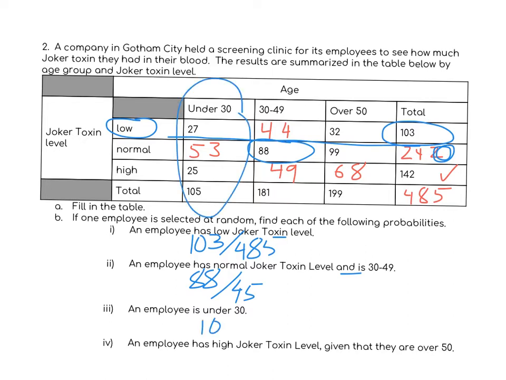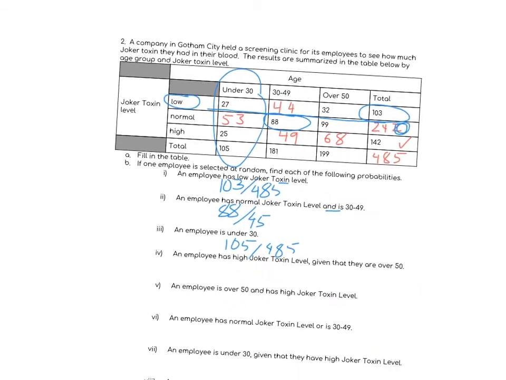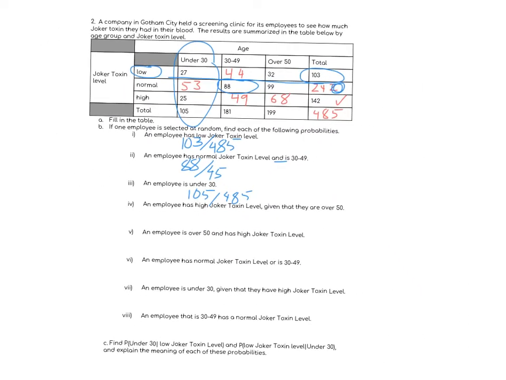So that's 105 out of 485. I'm going to zoom out to keep going. An employee has a high joker toxin level given that they are over 50. So given that they are over 50, I'm going to look only at this column, and has a high level. We're looking at 68 over 199. An employee is over 50 and has a high joker toxin level.